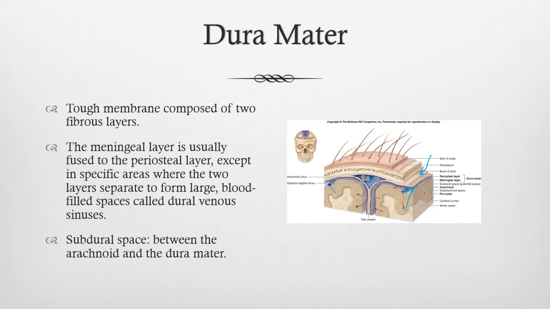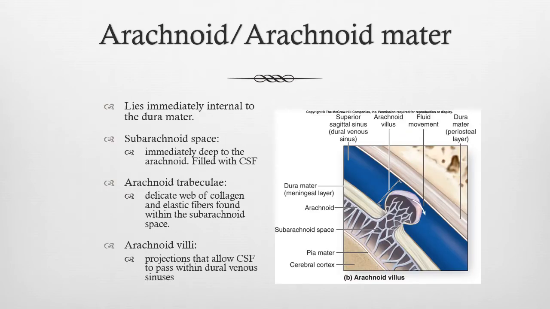Deep to the dura mater, we have the subdural space. And so we have a little bit of a space that lies in between the dura mater and our next layer, the middle layer, our arachnoid mater. So here we have that subdural space that is in between the arachnoid and the dura. And so there's a little bit of a space there in between the two. We're going to have some blood vessels in those areas there as well.